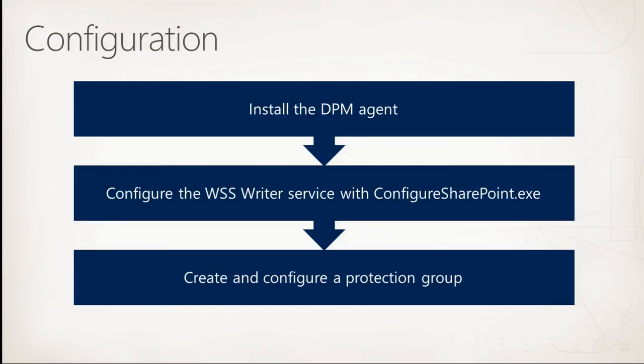The first thing you need to do is to install the DPM agent. So every server that we will be protecting with DPM will need to have the DPM agent installed on it. And this will be used to communicate between the DPM server and the servers we're protecting. And it will invoke the VSS writer, which Chris has already touched on and we'll be talking through shortly.